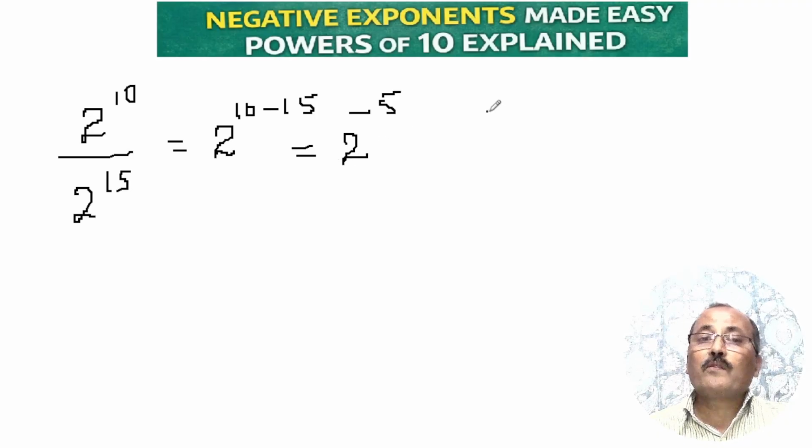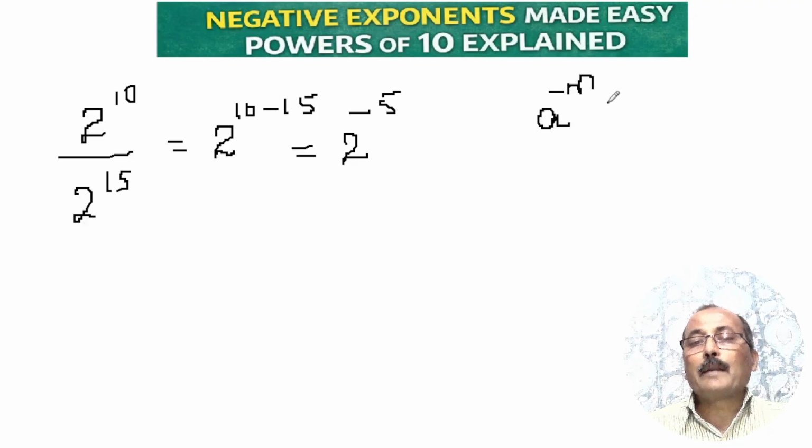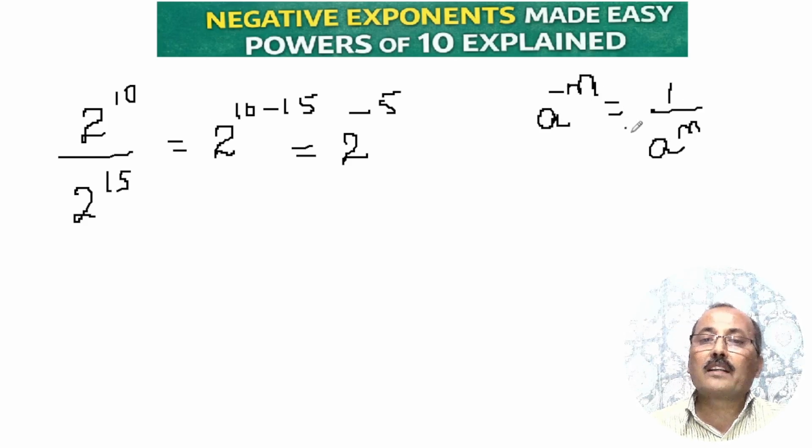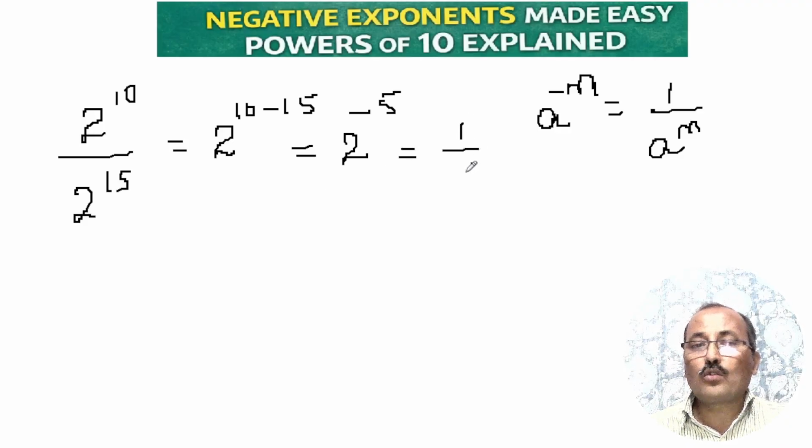There is one formula for this. What is that? a power minus m can be written in positive form as 1 by a power m. It can be moved from numerator to denominator. If it is a negative exponent in the numerator, it will come down to the denominator as a positive exponent. Then we can simplify the sums, as we will see in the future. So the answer for this one we can write as 1 by 2 to the power of 5. Yes, now it is positive.